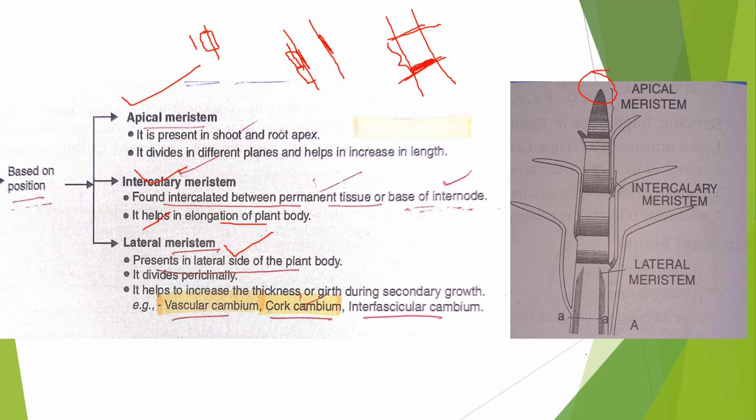Periclinally or horizontally means horizontal division or transverse division, and longitudinal division means, suppose it is a cell, it will divide like this longitudinally. And suppose it is a cell, it will divide periclinally, that means it will divide like this horizontally. So it is the difference between anticlinal and periclinal division.